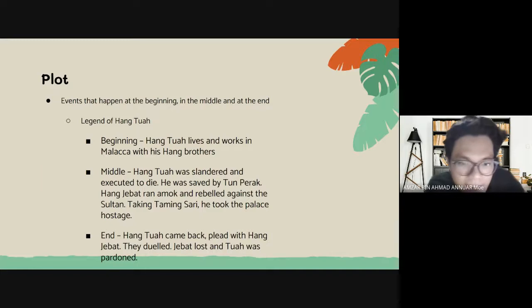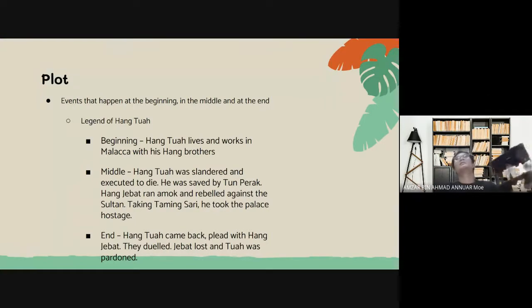Now, next. They duel. Apa maksud they duel? Mereka bertempur. Mereka bertarung. Okay, even though they were friends and they were very close as family, and Hang Jebat was trying to avenge him. Jebat ni, walaupun dia sangat rapat dengan Hang Tuah dan dia buat semua tu untuk balas dendam kepada Hang Tuah, mereka masih bertarung. Jebat lost and Tuah was pardoned. Okay, Jebat kalah dan Hang Tuah diampunkan. Dia boleh kembalilah ke dalam masyarakat.